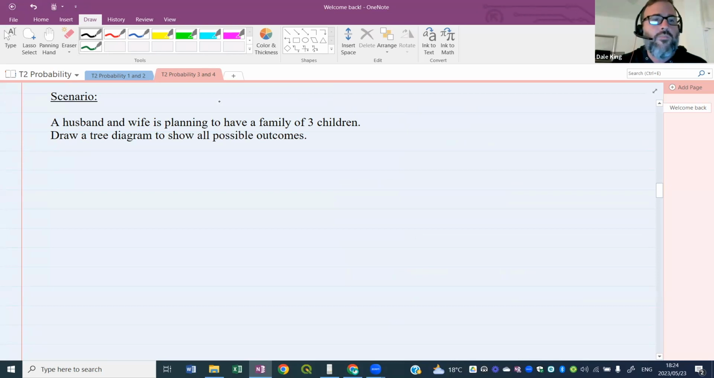But here's the scenario. A husband and wife is planning to have a family of 3 children. Draw a tree diagram to show all the possible outcomes when they have this family. So now let's think about it. They have the first child. What are the possibilities? What could it be? We're talking about boys and girls now. Then they have the second child. Again, what are the possibilities? And then they have the third child. What are the possibilities?